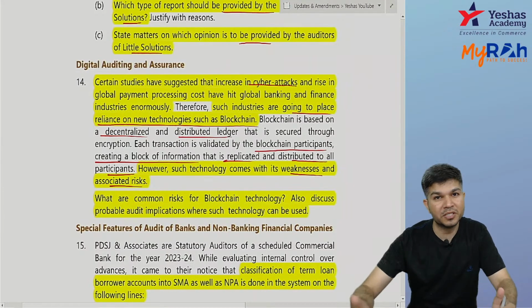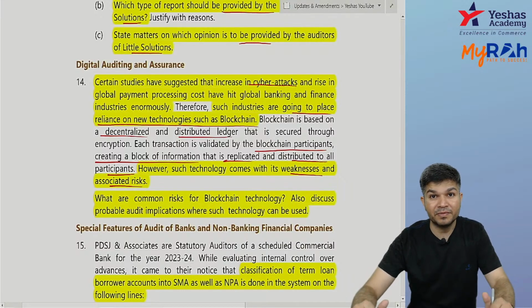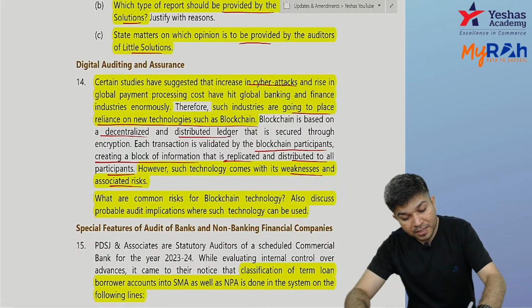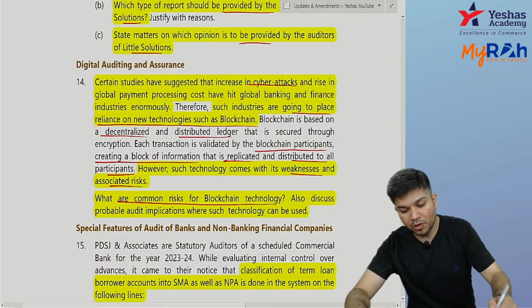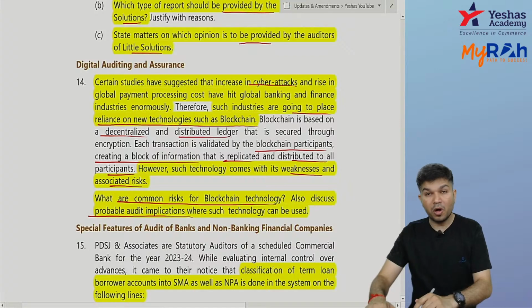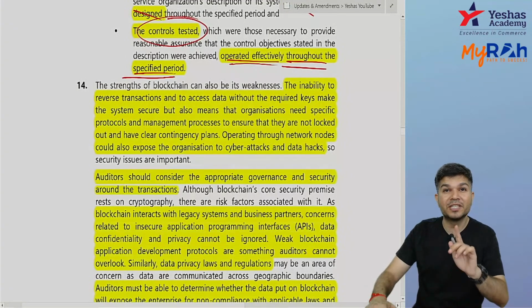Okay, you go to a blockchain, but there are some weaknesses and risks in it also. What are the common risks for blockchain technology? And discuss audit implications. What are the risks in blockchain technology?